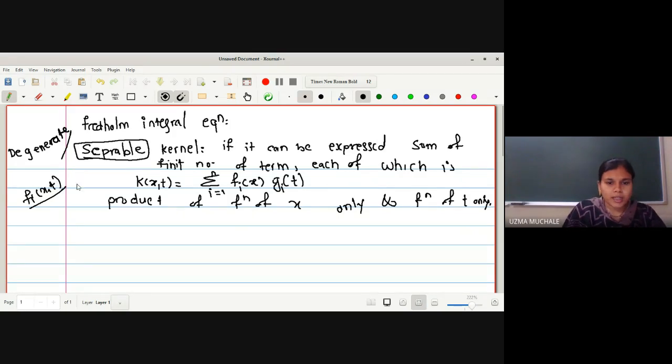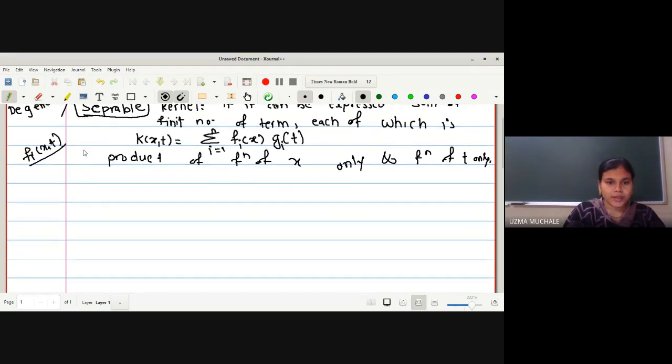Okay, a separable kernel or a degenerate kernel is one that can be expressed as a sum of a finite number of terms, each of which is a product of a function of x only and a function of t only. Now let us consider the homogeneous Fredholm integral equation of the second kind.